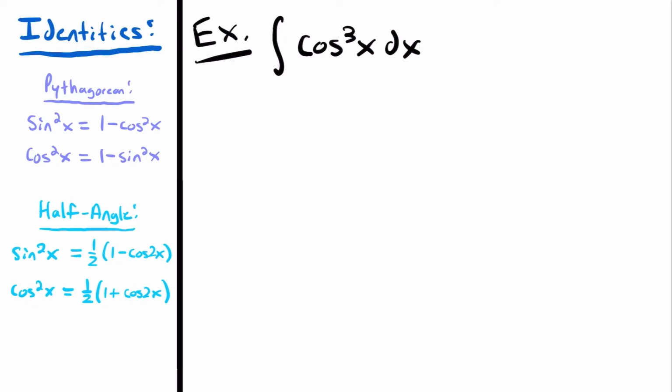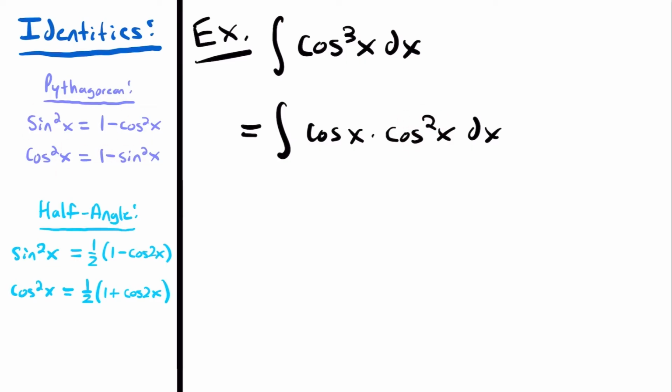So if we do that, let's split cosine cubed of x to be cosine times cosine squared, so this will be equal to the integral of cosine x times cosine squared x dx. And now we can rewrite this cosine squared x with one of our identities. Now generally, when you split up a trig function with an odd power, you are going to want to rewrite the squared part with a Pythagorean identity.